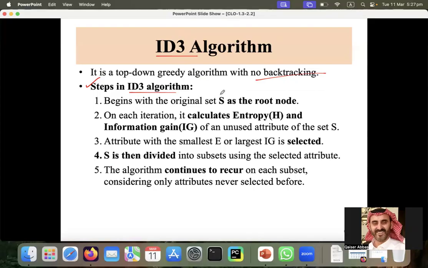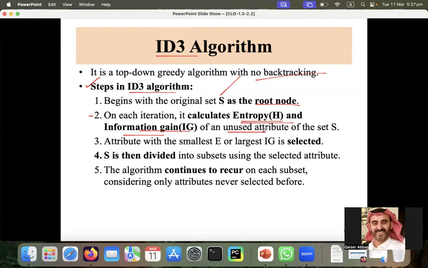Again, you will start with S, the root node. Then step 2: on each iteration, you will calculate the entropy and the information gain. Now this is a new thing. These are the measures which will select your best feature. So on each iteration, you calculate entropy and information gain for each unused feature or attribute of the training set.